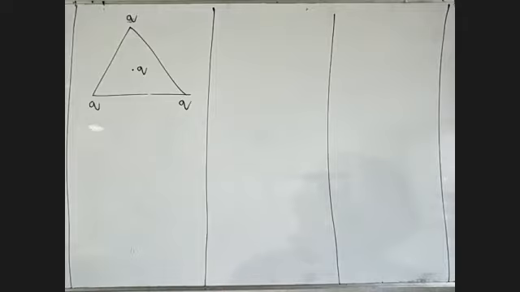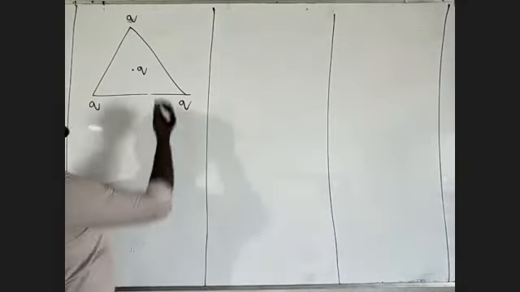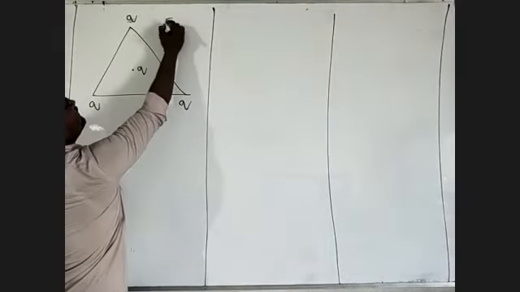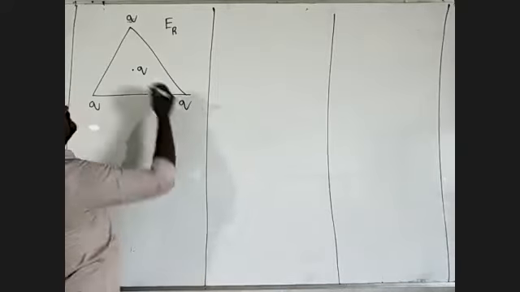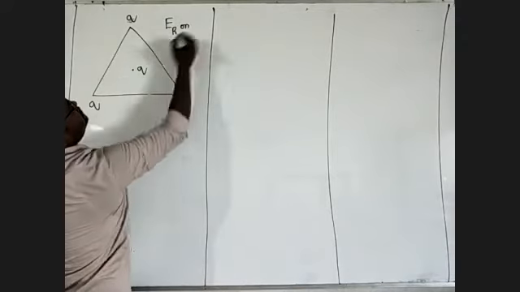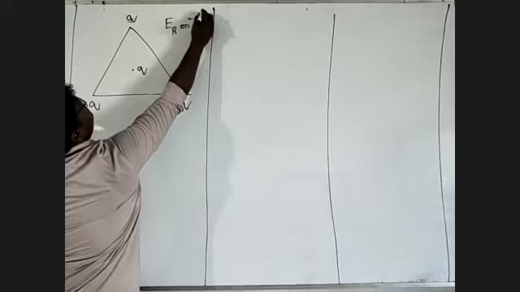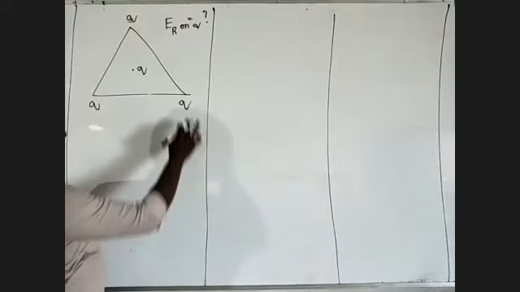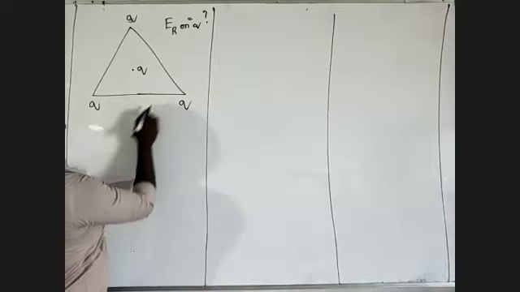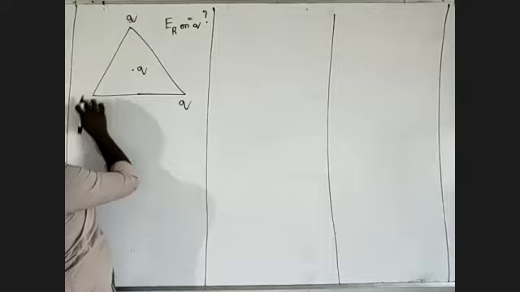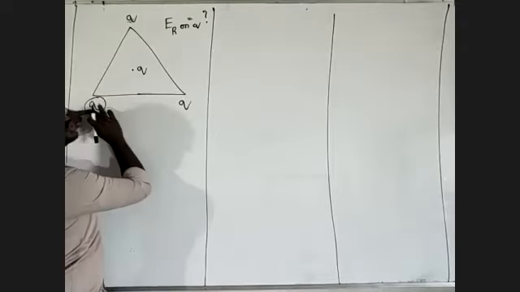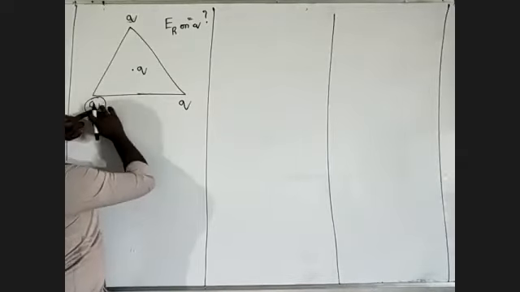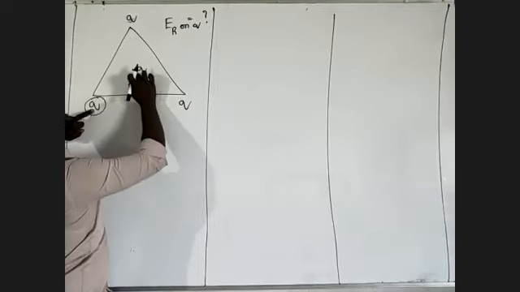Now, we have to calculate the resultant intensity of electric field on the centroid charge. The centroid charge we have to find. Now you will see this is a Q, this is a Q, this is a Q. This is a positive charge. Positive charge means this is a positive charge.